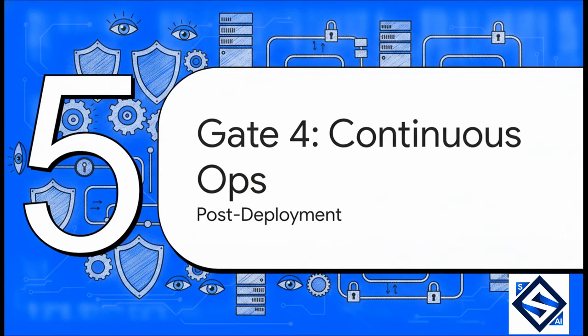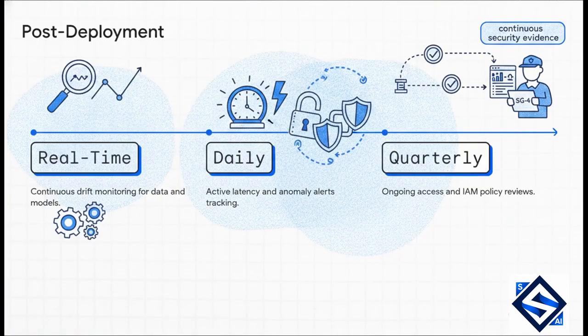Moving to part 5, Gate 4, continuous operations. Deploying to production must never be the end of your control. The perimeter defense never actually sleeps. SG4 monitors the live runtime environment continuously. Post-deployment, we're relying on tools like Amazon SageMaker Model Monitor to continuously check for data and model drift.